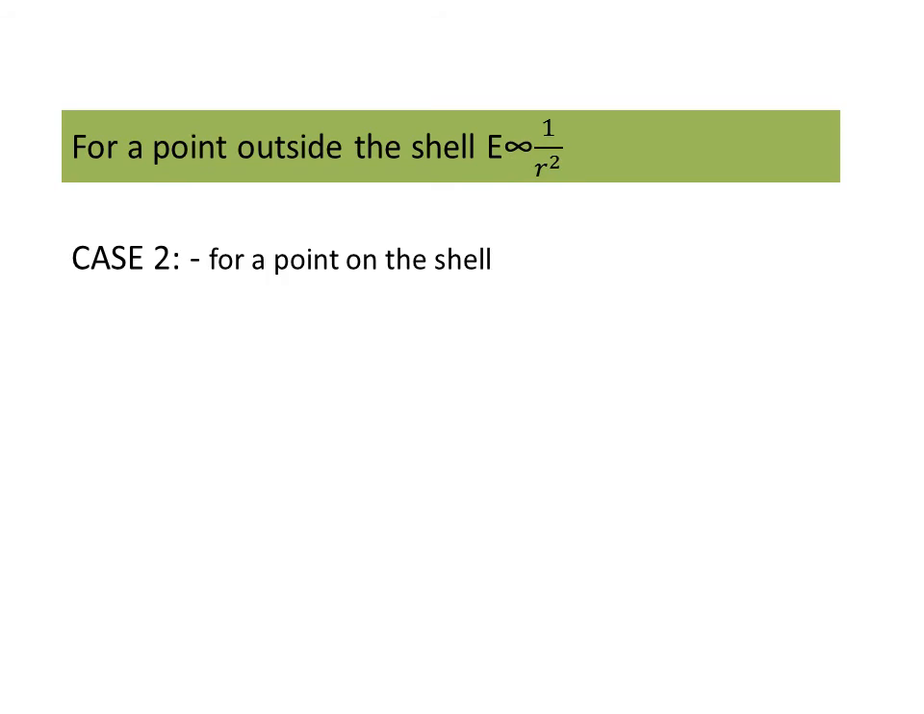Now consider a point on the shell. We can put small r equal to capital R, that is the Gaussian surface is having the same radius as the shell. Now E is equal to 1 by 4 pi epsilon 0 into Q by r square. It means that electric field is a constant on the surface of the shell.